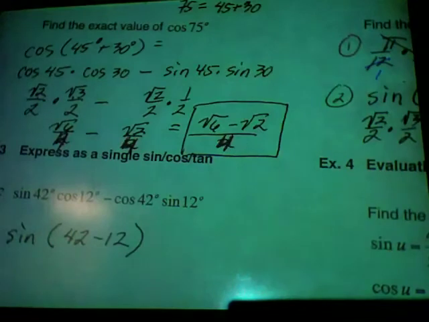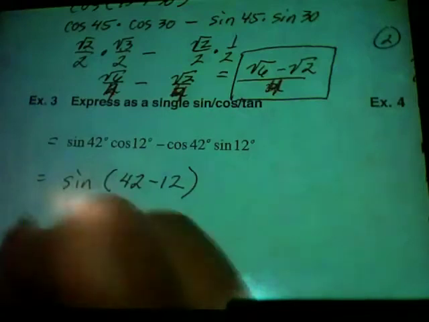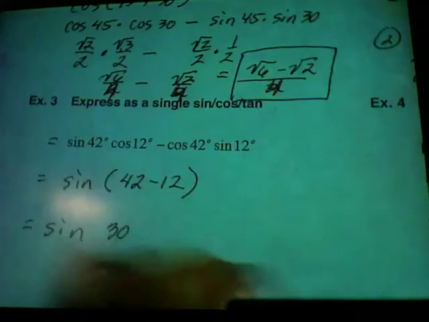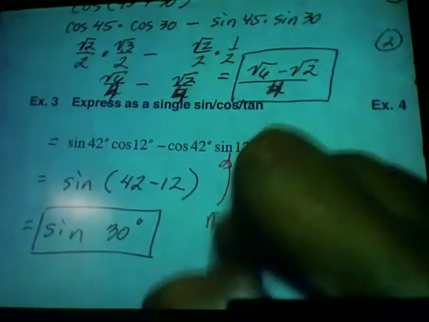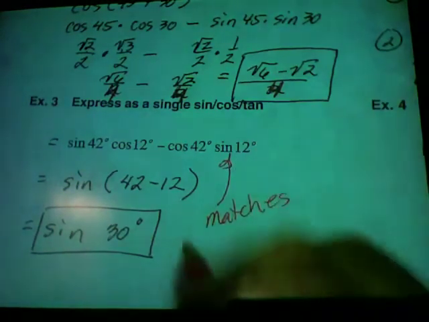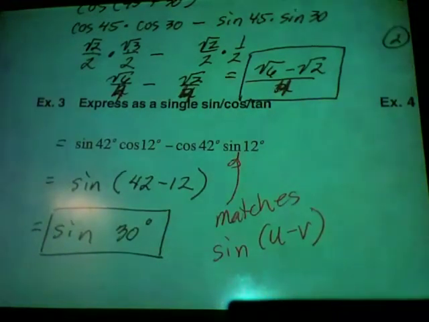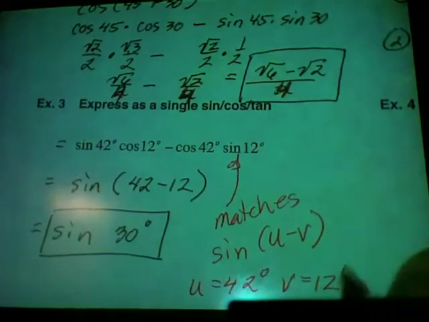How do I know 42 comes first? Because we're not going to have a negative degree in there. And what's 42 minus 12? Sine of 30 degrees. There's your answer. So you might want to write yourself a note that this matches the sine of u minus v, where u is your 42 degrees and v is your 12 degrees.